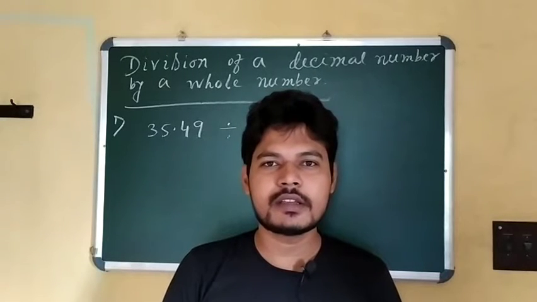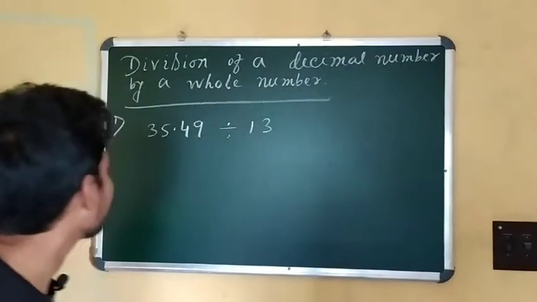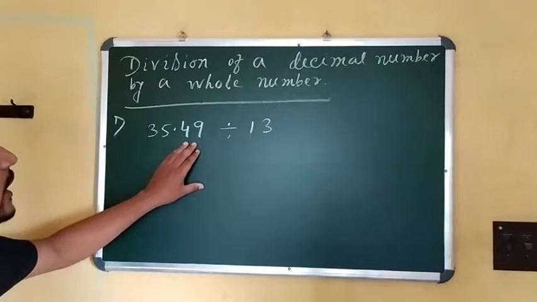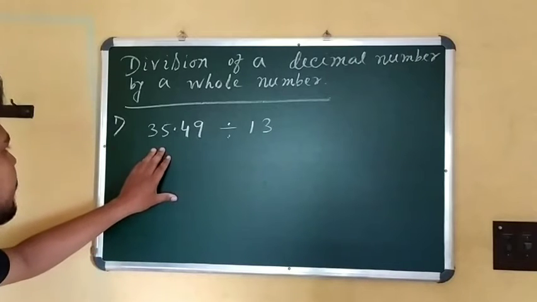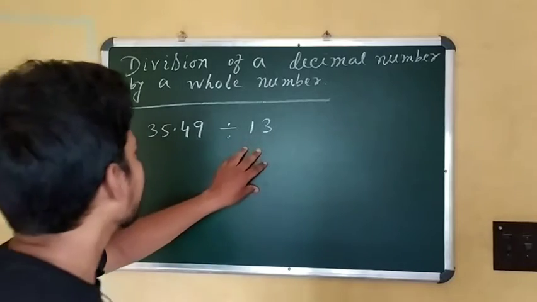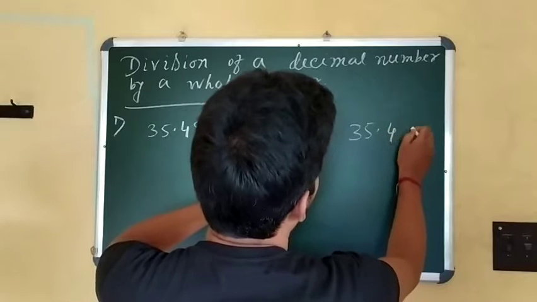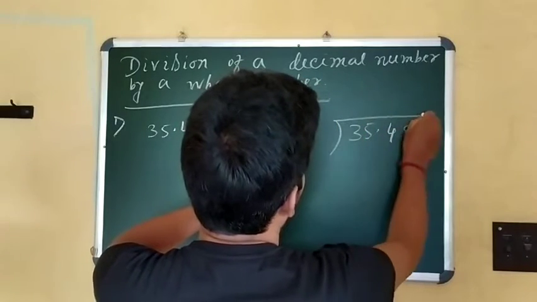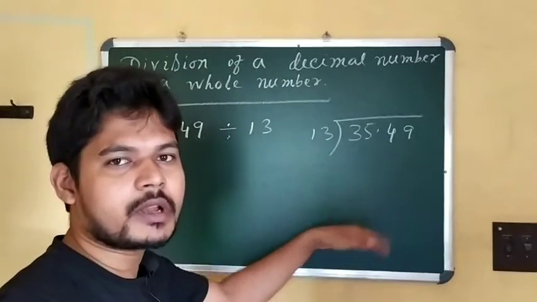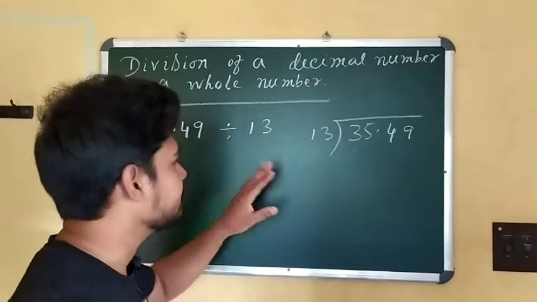So let's see how to divide any decimal number by a whole number. I have written 35.49 divided by 13. So here the dividend is 35.49 and the divisor is 13. Now at first you write down this 35.49 divided by 13. Just as we know how to divide any whole number by another whole number, you have already learned this, so we have to apply the same method here.